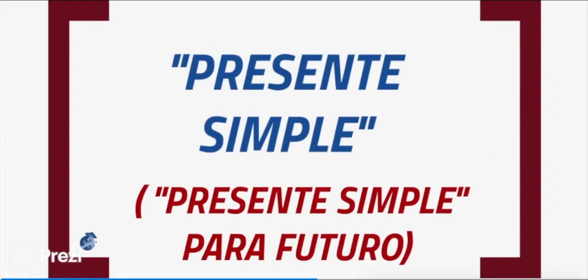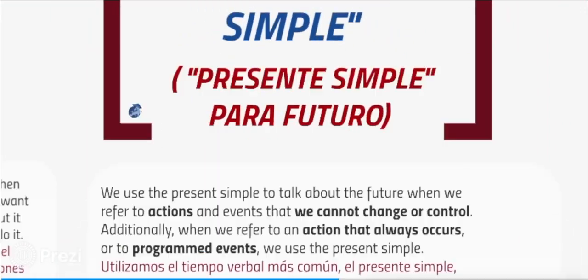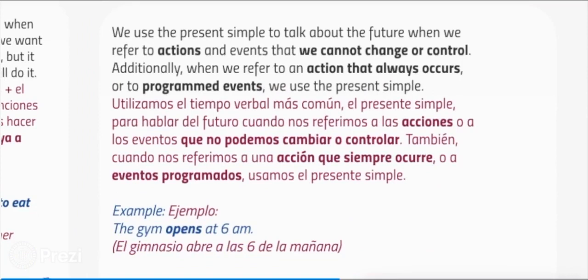Present simple. We use the present simple to talk about the future when we refer to actions and events that we cannot change or control. Additionally, when we refer to an action that always occurs or to programmed events, we use the present simple. Example: The gym opens at 6 a.m.